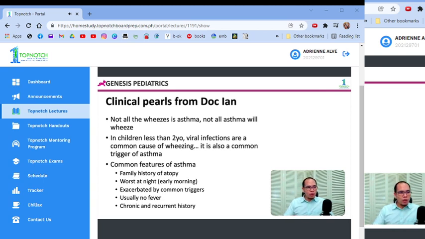Okay? So what are the common features that will tell you that probably this is asthma? Look for a family history of atopy or allergy. Okay? The symptoms are usually worse at night. And when we say at night sa libro, usually ang mga madaling araw. So anong clue dyan? Nagigising po ba sila? Okay? Nagigising po ba sila sa kalagitnaan ng tulog nila dahil sa pag-ubo, dahil nahihirapang huminga? Okay? It's exacerbated by triggers, very common ang physical activity and fatigue. Okay? Usually there's no fever in a patient with asthma exacerbation. Okay? But again, viruses can cause fever and viruses can trigger asthma. And usually there's a chronic and recurrent history.